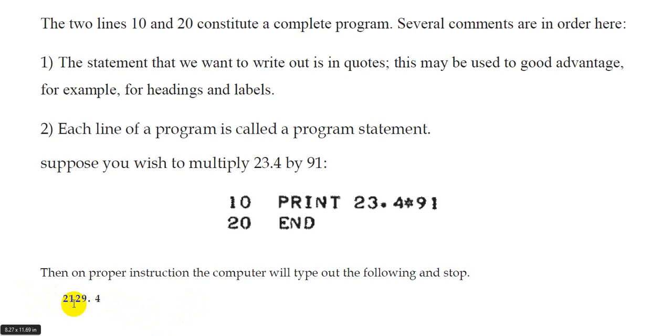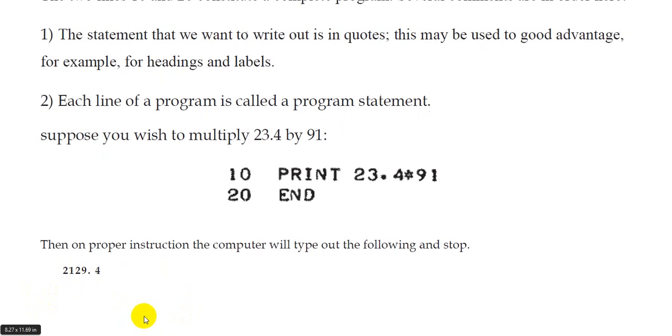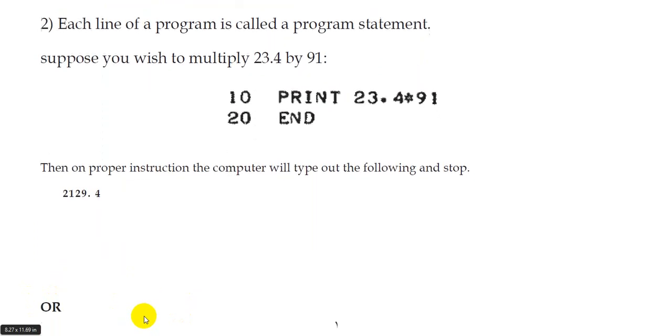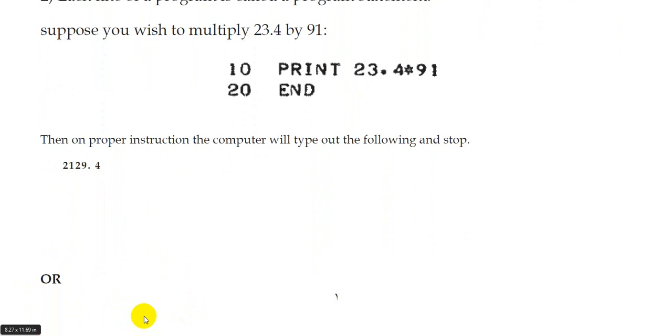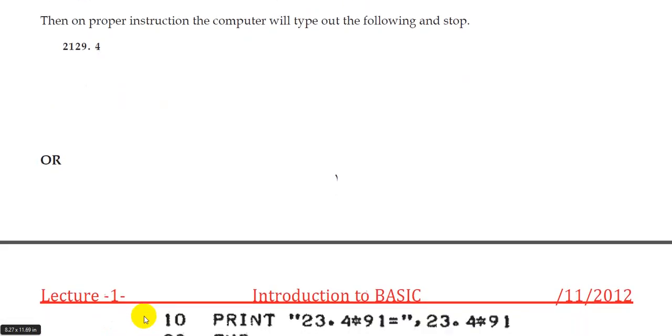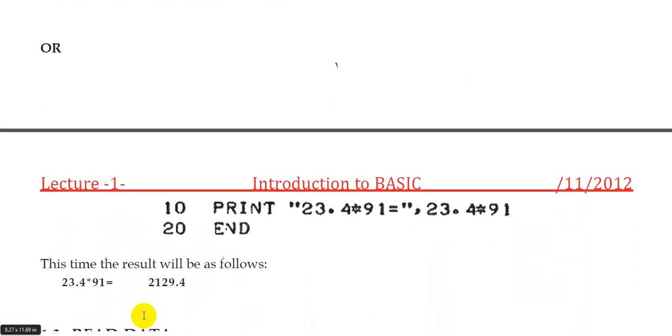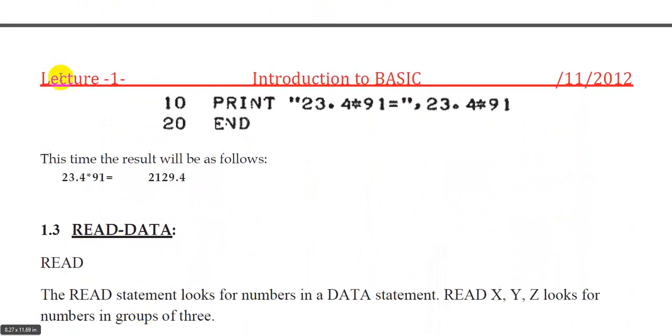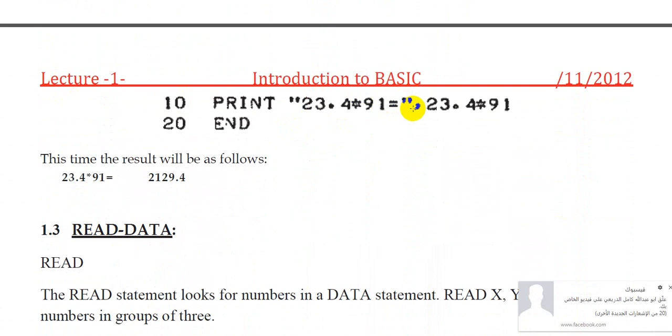21.29.4, or 2129.4, as you can see in front of you. This is the optimal outcome coming from the multiplication of both numbers, or both values, 23.4 and 91, by using Visual Basic to communicate with the computer. As you can see here, 10 print 23.4 times 91 equals, this apostrophe, 23.4 times 91.